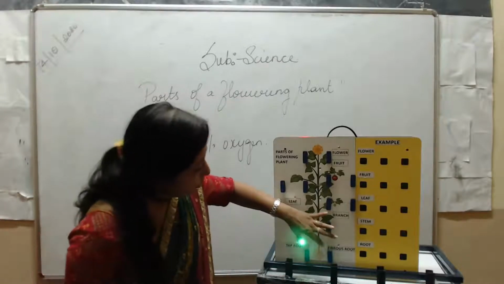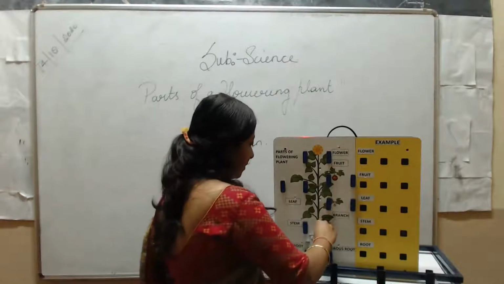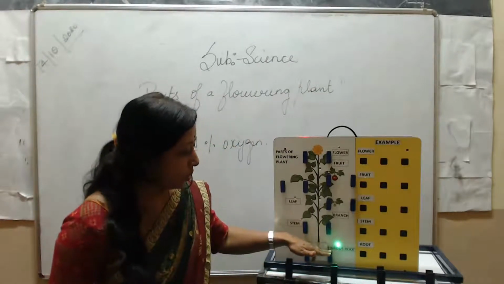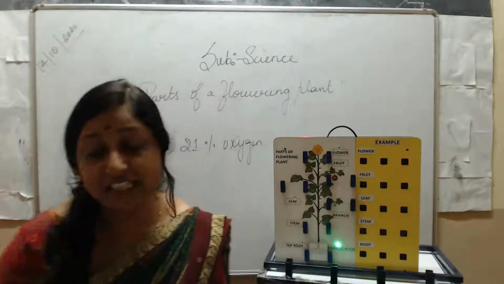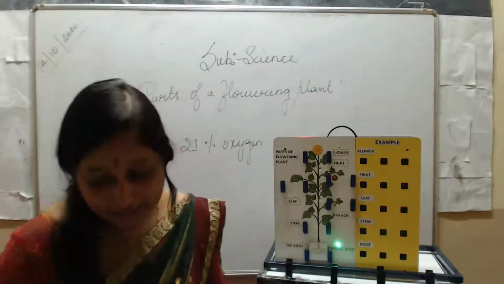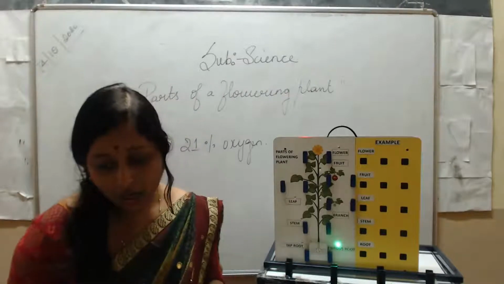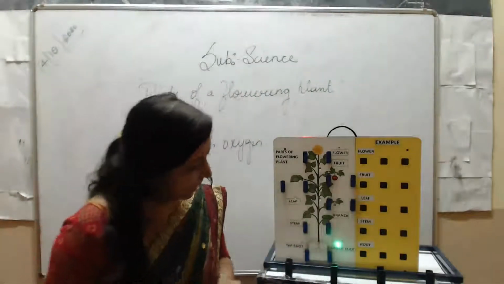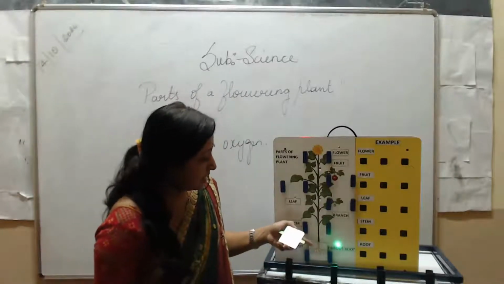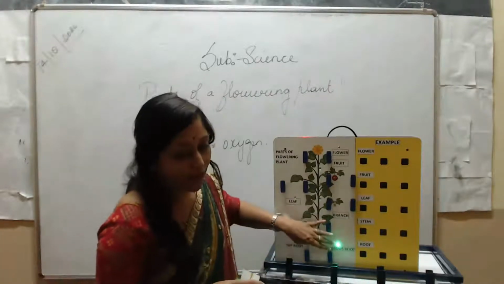In case of fibrous root, what happens? It consists of a main root which is short-lived, and it is replaced by a number of roots. That is all about fibrous root and taproot. You can see there are many side roots, and in the taproot there is a single main root.